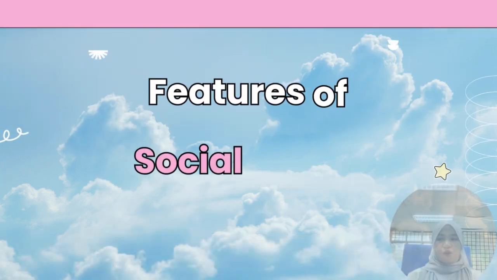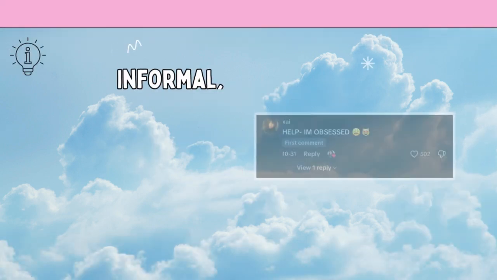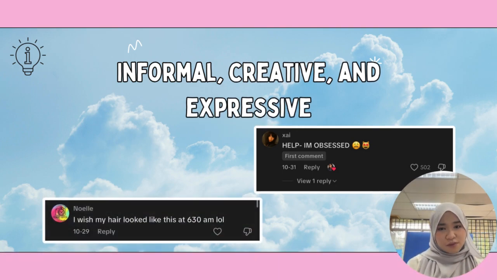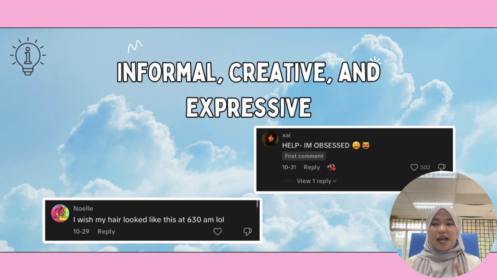So let us move on to the features of social media language. The first one is that it is informal, creative, and expressive. Look at the example I screenshotted from the comments on TikTok. "Help, I'm obsessed," where the writer uses capital letters, expressive words, and also emojis. It shows strong emotion and personality.